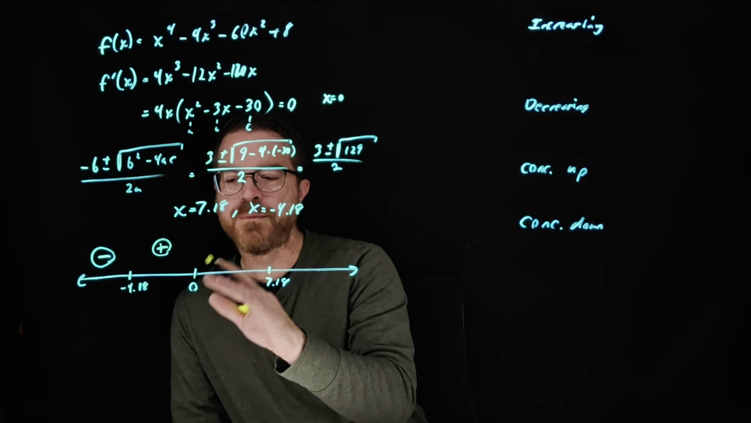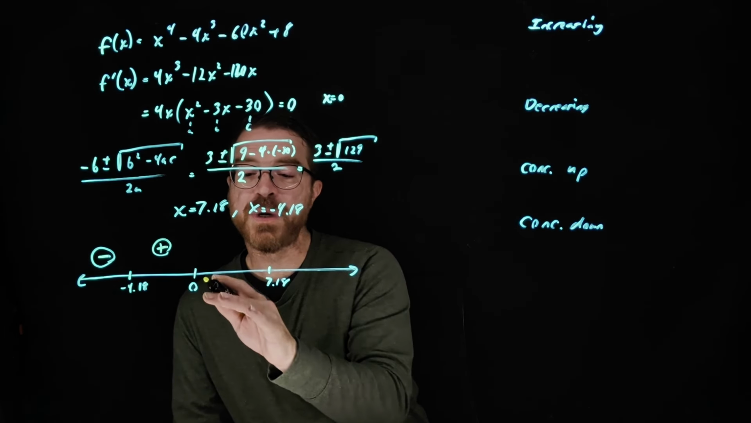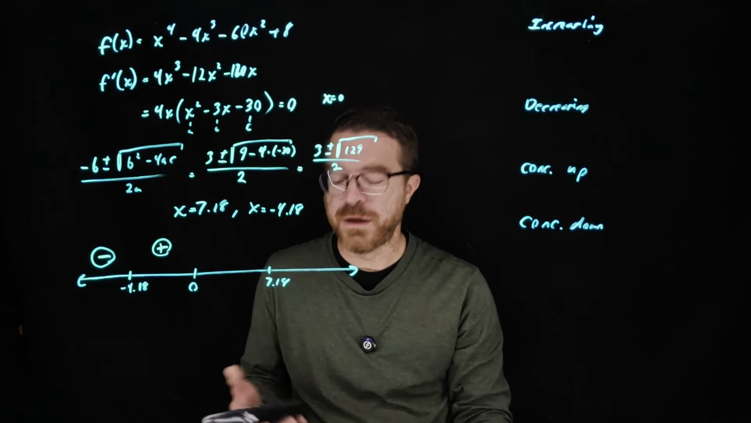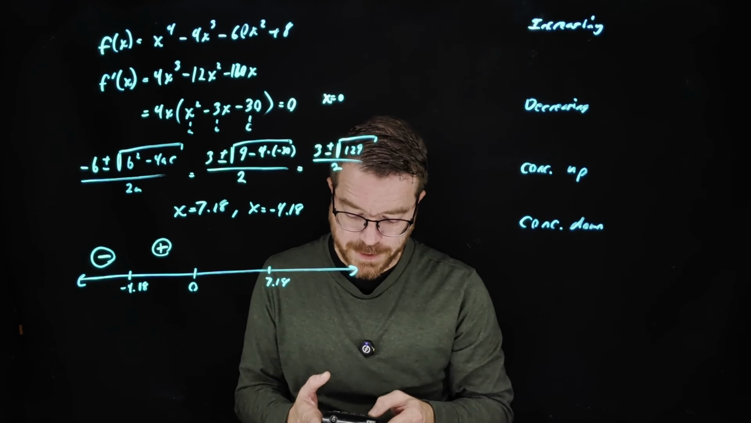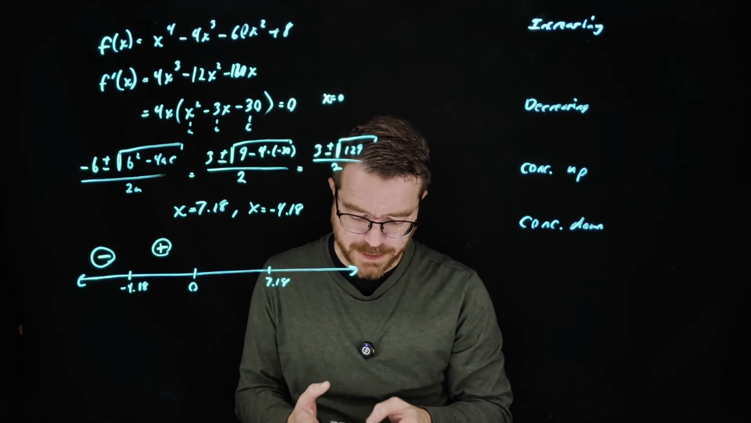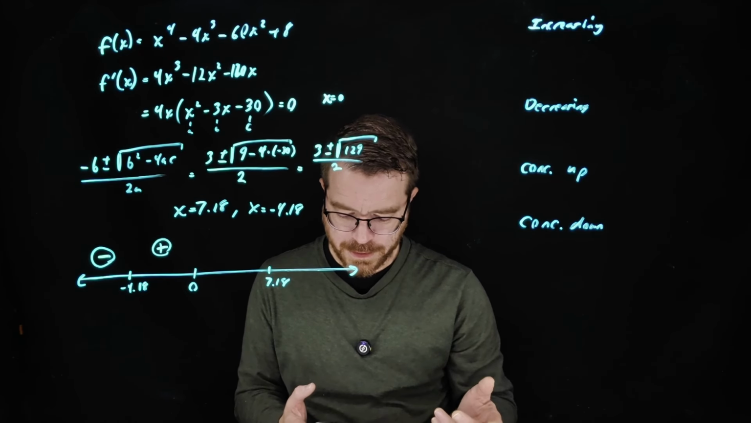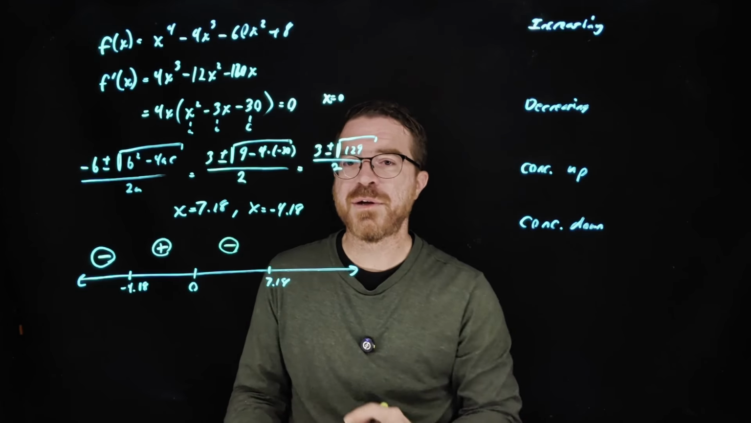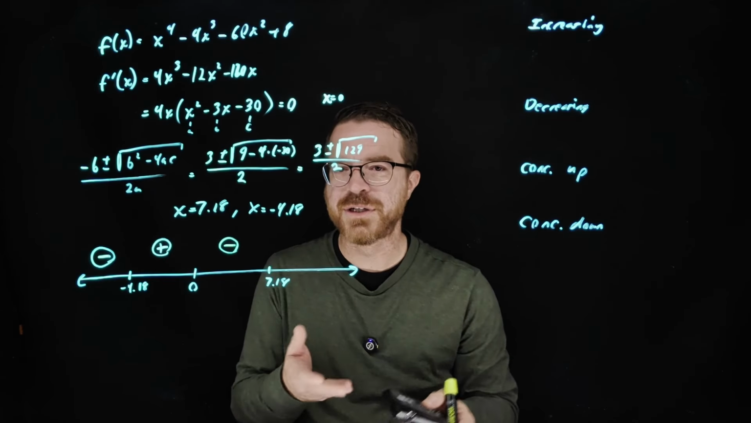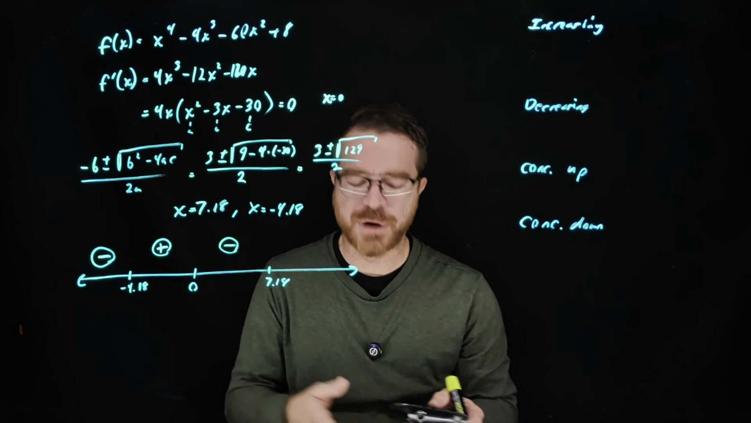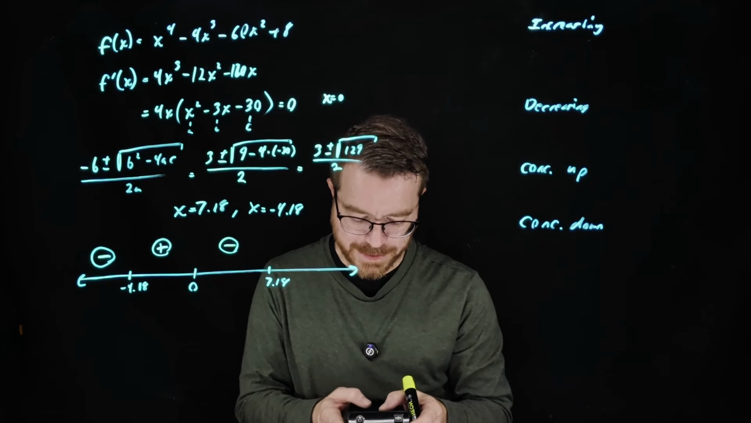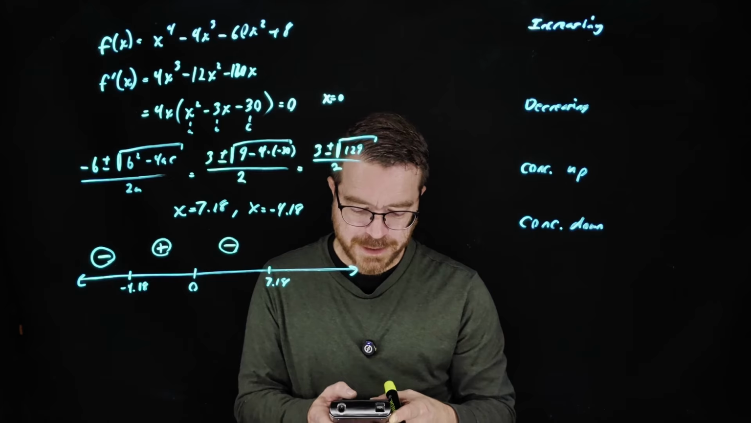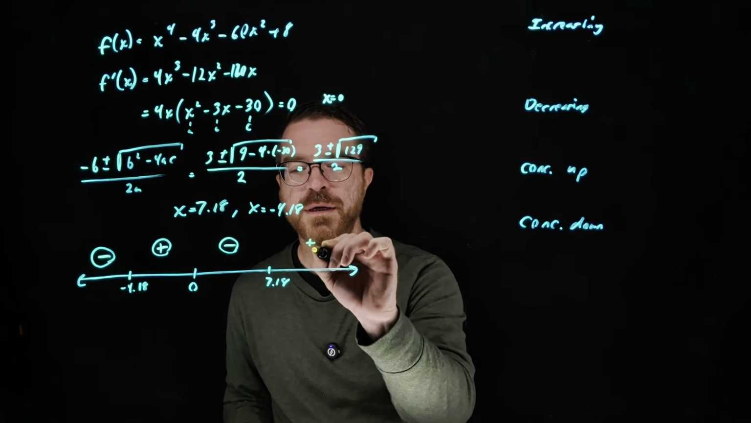Then we have to see, okay, what is a value that's between 0 and 7.18? So in this case, I'm going to pick positive 1. So I'll just replace this with positive 1. And I'm going to get negative 128. So that means that it's decreasing here. And then to the right of this, I'll pick another number. I'm going to do 8 just because I have a calculator. If I was doing this by hand, I would probably pick 10 just because it'd be easier to calculate. But I'm going to do 8. So I'm going to plug 8 into this derivative, and I'm going to get 320, which is positive.